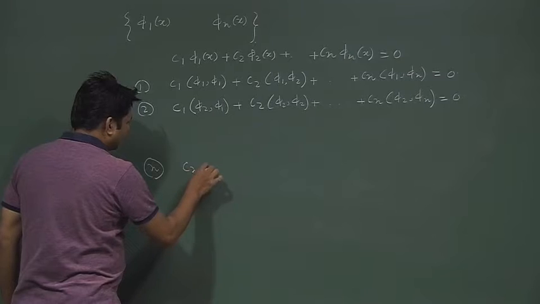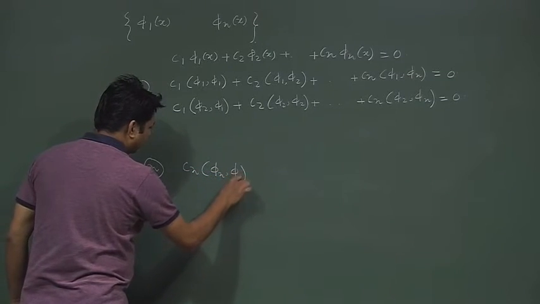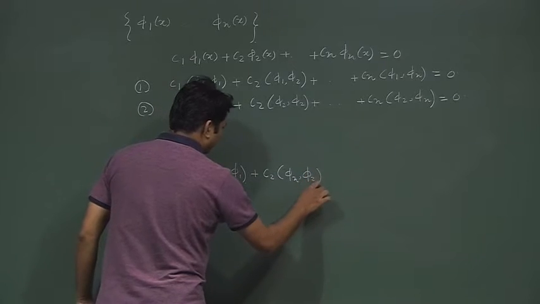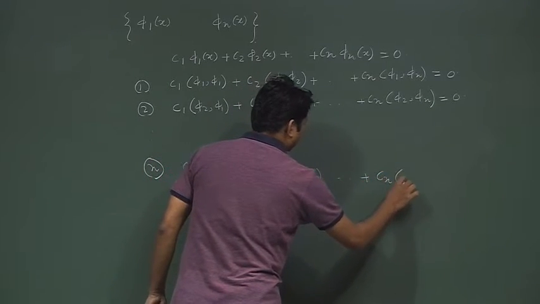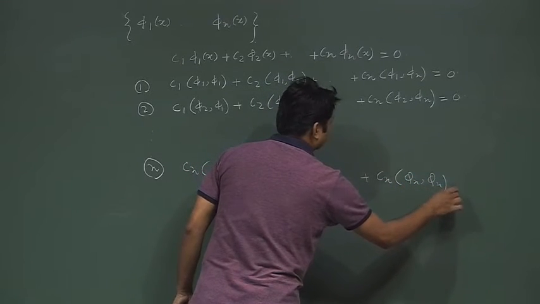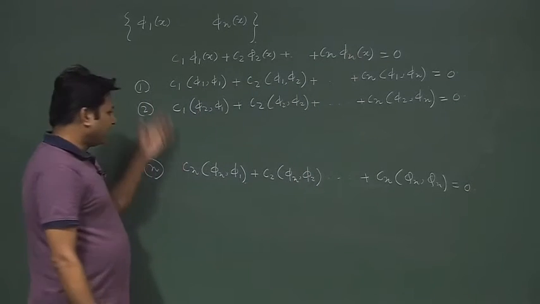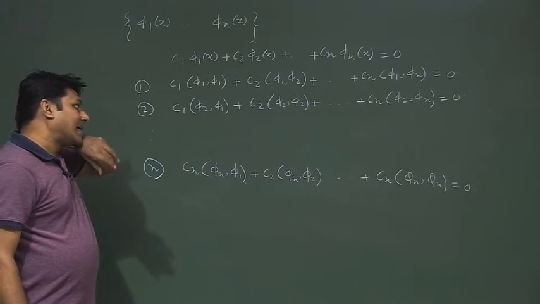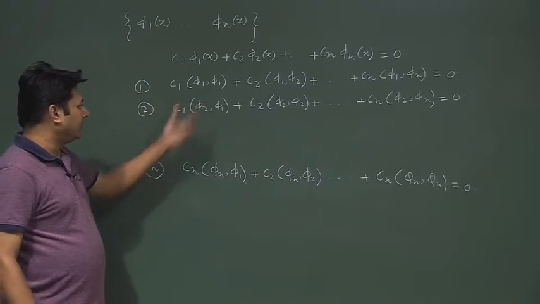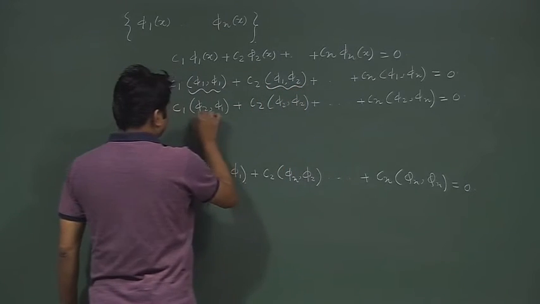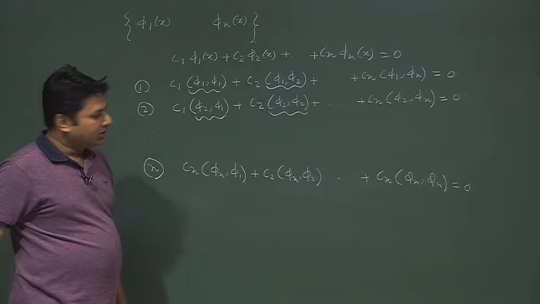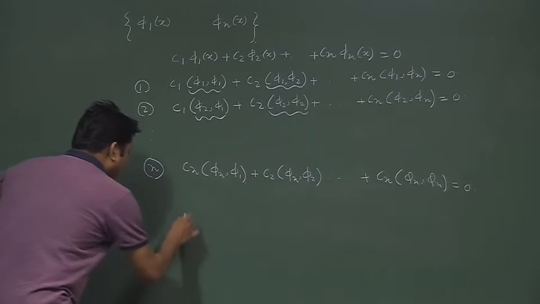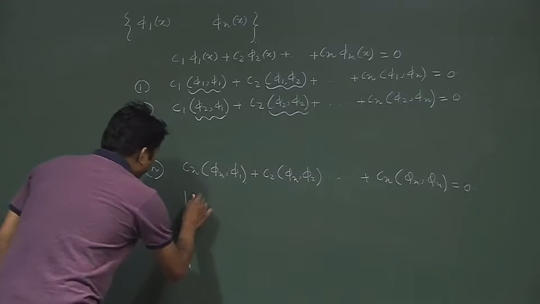I will go on up to my nth equation. My nth equation will be C1 phi n phi 1 plus C2 phi n phi 2 plus Cn phi n phi n. So, now I have n equations in my hand. It is the same way we used in forming the Wronskian. Here we will have the same thing. These are nothing but numbers. For a non-trivial solution, I will have this matrix in my hand.